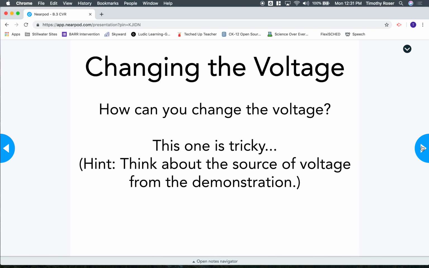All right, so this one's a little trickier. I want you to try to change the voltage of your circuit. And I want you to think about the demonstration that we did earlier and think about what is the source of the voltage from that demonstration when we were doing those sliders, and think about how you can change the voltage. So go ahead and take 30 seconds or a minute and see if you can figure out how to change that voltage, and then come back to this video and we'll talk about how to do that.